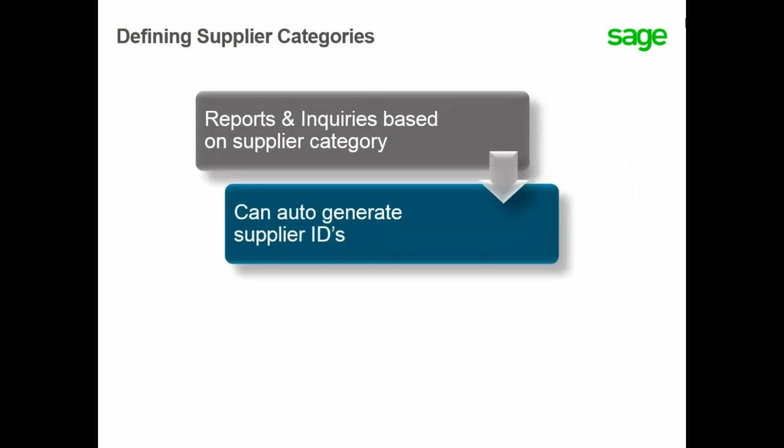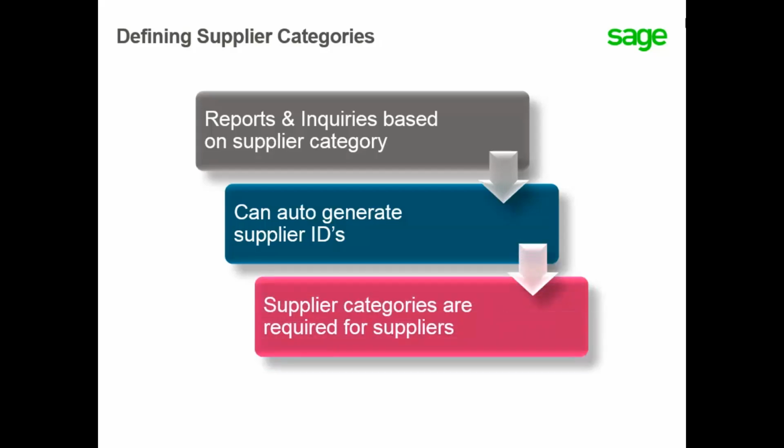You can also automatically generate supplier IDs by assigning a sequence counter. This helps eliminate errors in assigning supplier IDs. And finally, each supplier is assigned to a supplier category, which is required. Also, any changes made to a supplier category after the supplier is defined are not carried forward.